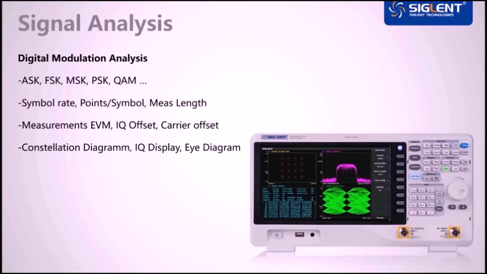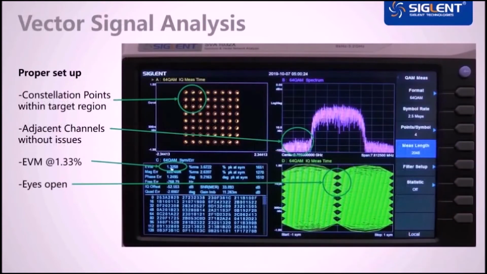Please let me show you an example measurement. Here we see the analysis of a 64 QAM signal. You can see that the recorded data is correctly assigned to the constellation diagram and also that the neighboring channels are not disturbed. It's not perfect, but with an error vector magnitude of 1.3%, it's quite good. The eye diagram also shows that the individual signals can be clearly distinguished from one another.